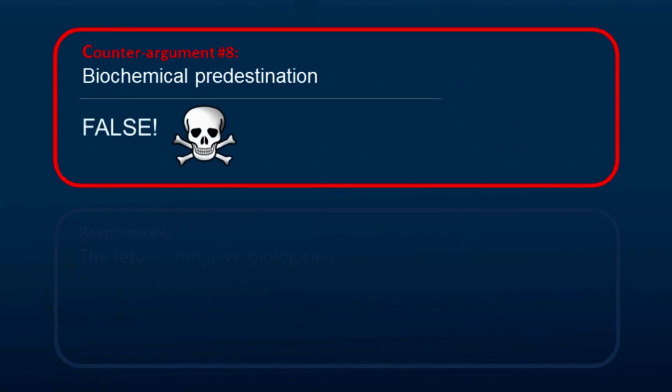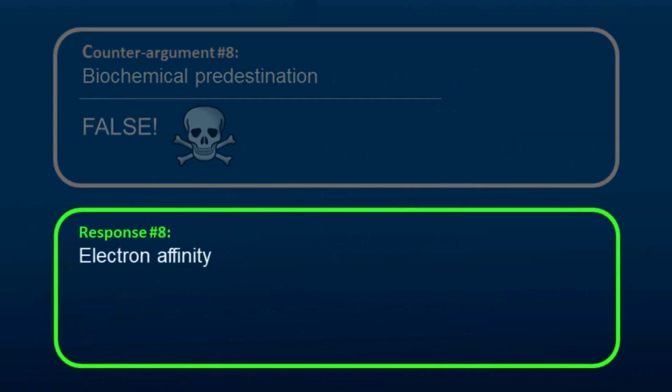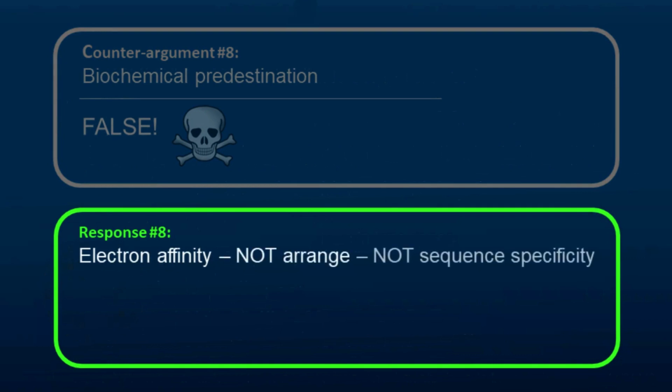Another counterargument is that biochemical predestination can account for the information in DNA using attraction. This argument is completely false. Differences in bonding affinity do not determine the arrangement of bases and cannot explain sequence specificity. Therefore, it cannot explain the information in DNA.